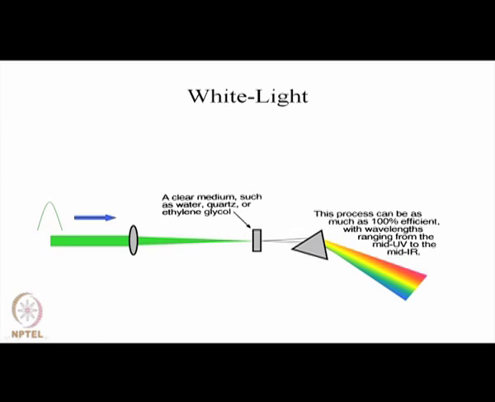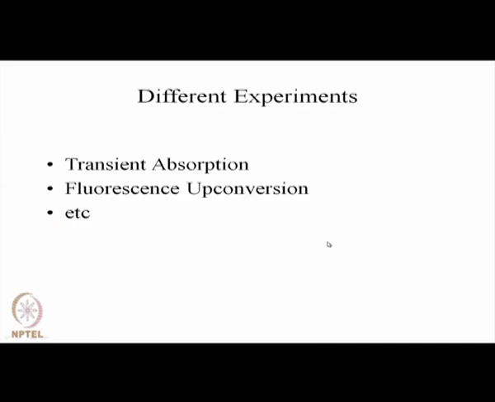Okay. And of course, if it is a multicolor experiment, that is, you pump with blue light and you want to probe with, say, red light, it is called the two color experiment. Sometimes it is a one color experiment, that is, you pump with blue and probe with blue. Depending on whether it is a one color experiment or two color experiment, it is named, but generally white light is used to do pump probe, and there are different experiments. As I told you, transient absorption and fluorescence upconversion are very widely used techniques.